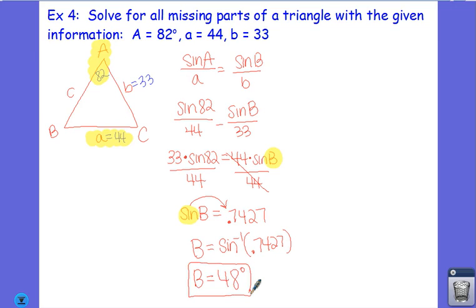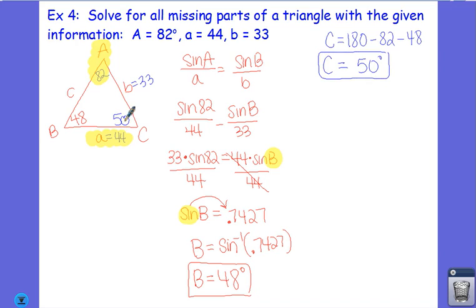So I'm going to put 48 in the B corner. So now I can find my missing corner. I'm going to find my C corner now. So to find my C corner, I'm going to take 180 minus 82 minus 48. So my C corner comes out to be 50 degrees. Put that here. My last piece of the puzzle I need is little c.